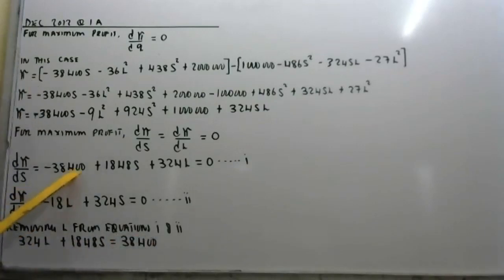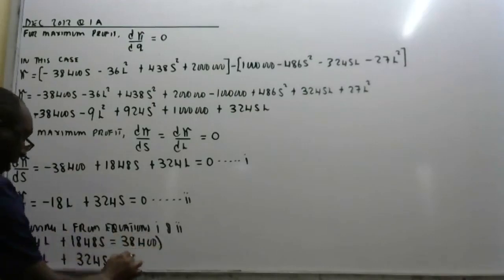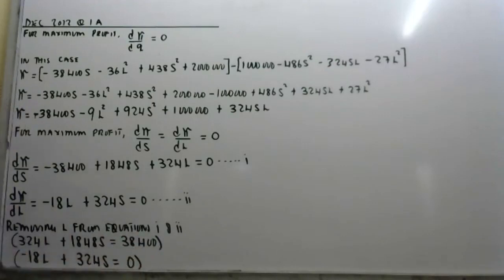This equation, that these are assigned equal positive, then we reorganize. Then this one, I'm left with minus 18L plus 324S is equal to 0. Now we are removing L, and as you can see, the coefficients of L are not similar. When the coefficients are not similar, what we do, we multiply by the opposite coefficients. Just a minute.